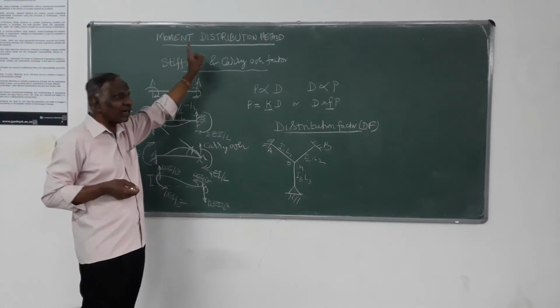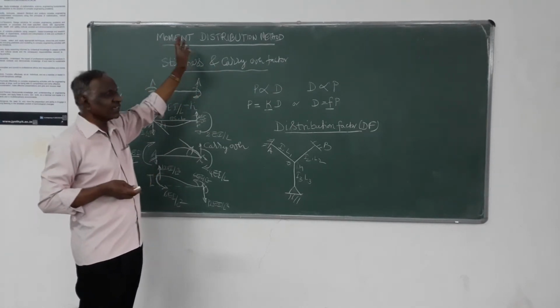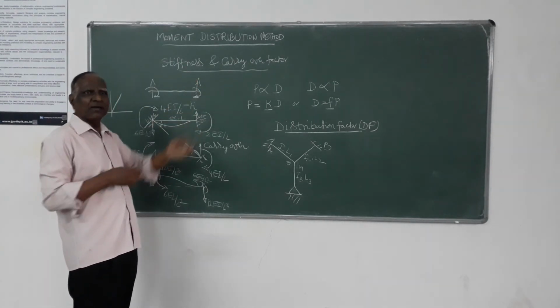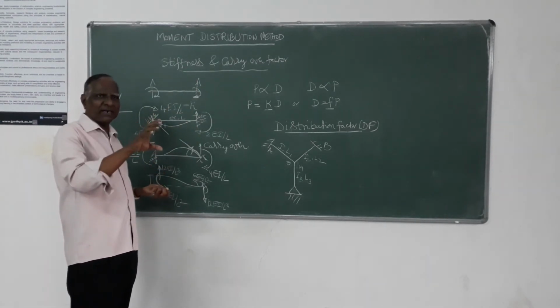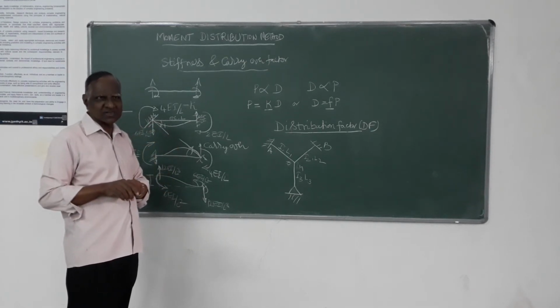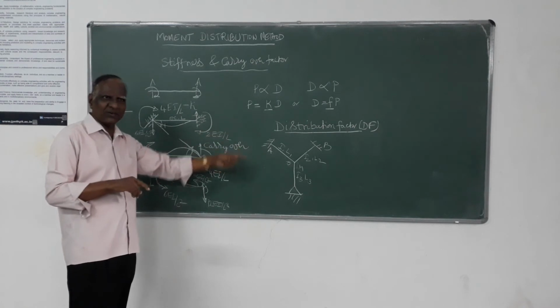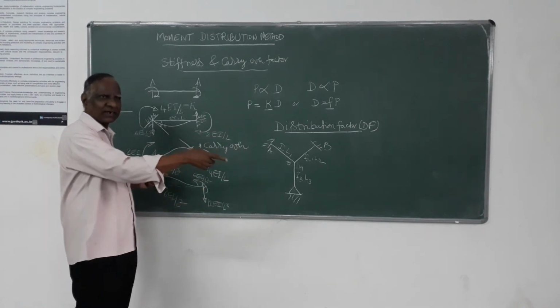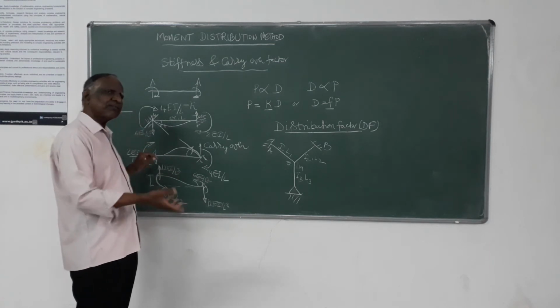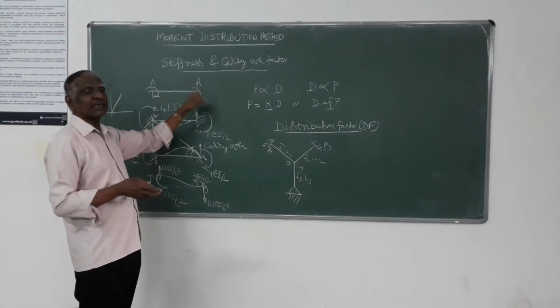Because it says moment distribution. Why are we taking moment distribution, not shear distribution? Because we assume moments at the ends of the members only as the unknown forces, which we have to determine during analysis. That I told you in the slope deflection method. The shear we determine just after determining this moment.